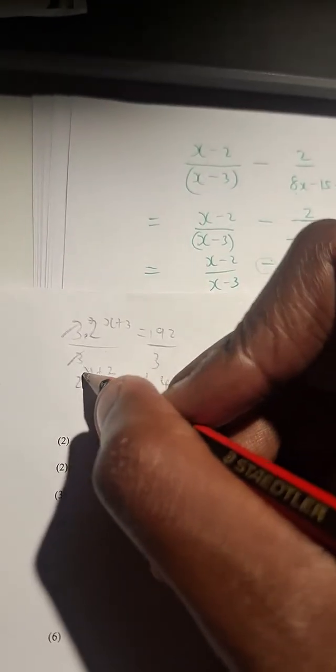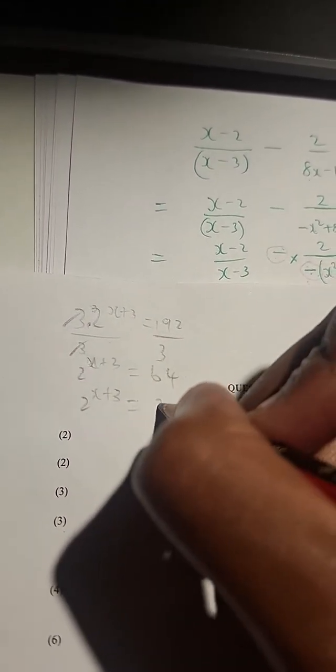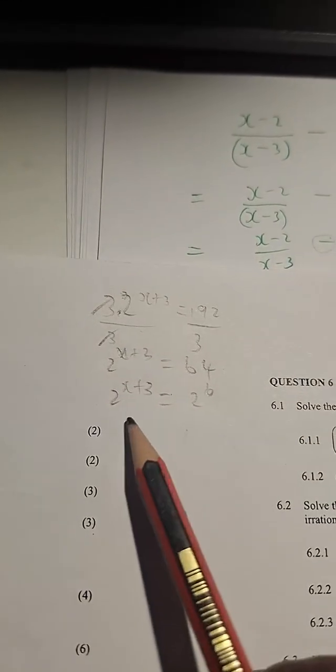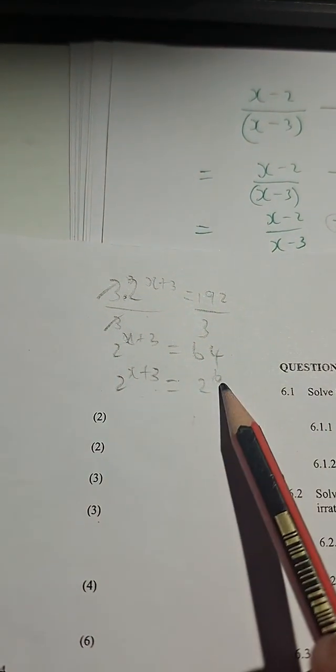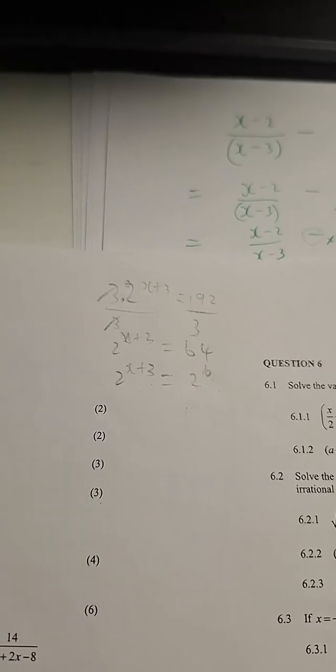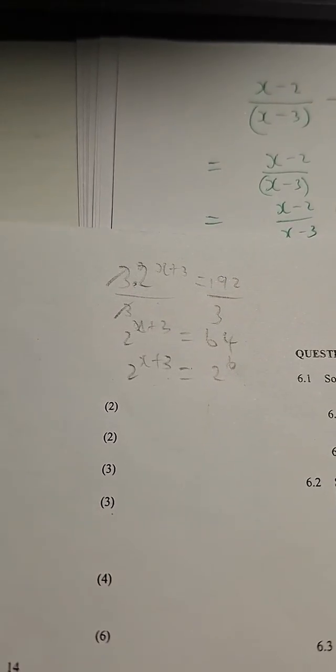Then I'm sure from there, guys, easy. 2 to the power x plus 3 is equal to 2 to the power 6. Then the bases are the same. You drop the base. x plus 3 is equal to 6. x is equal to 3. Okay, I see you very quick there with the exponential equations.